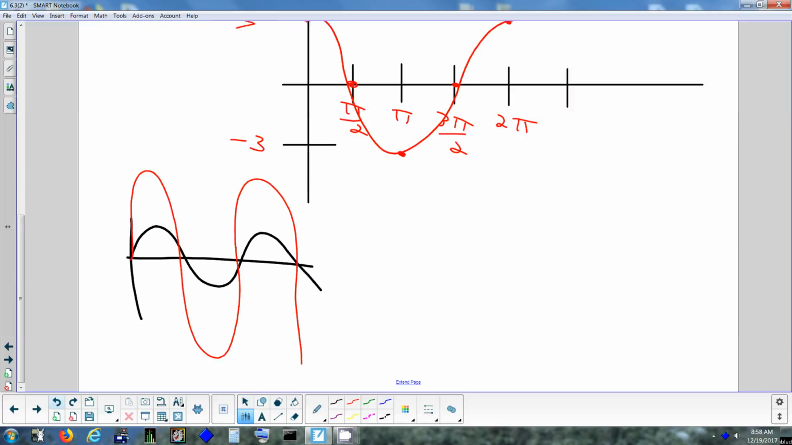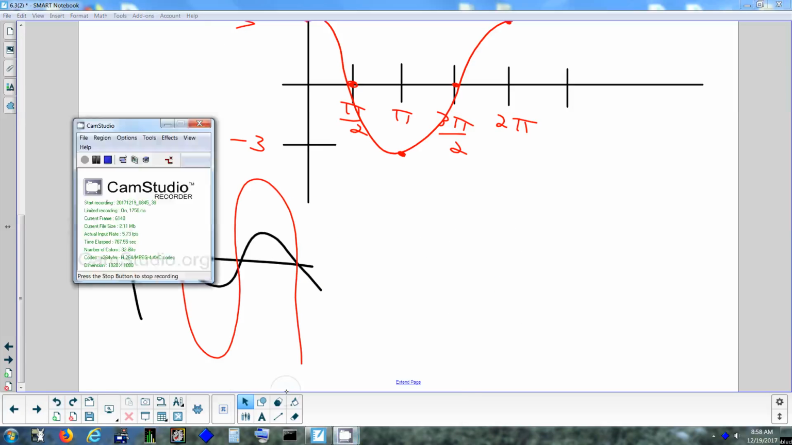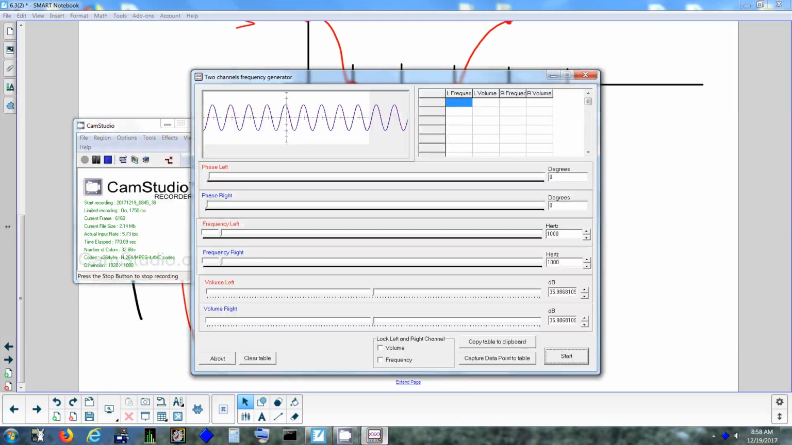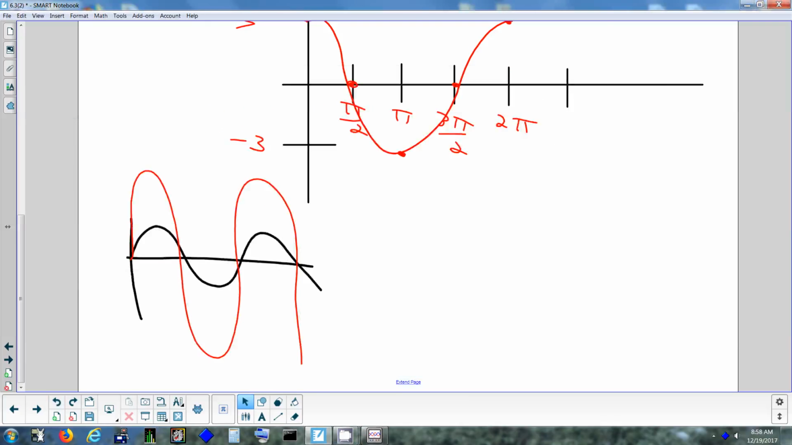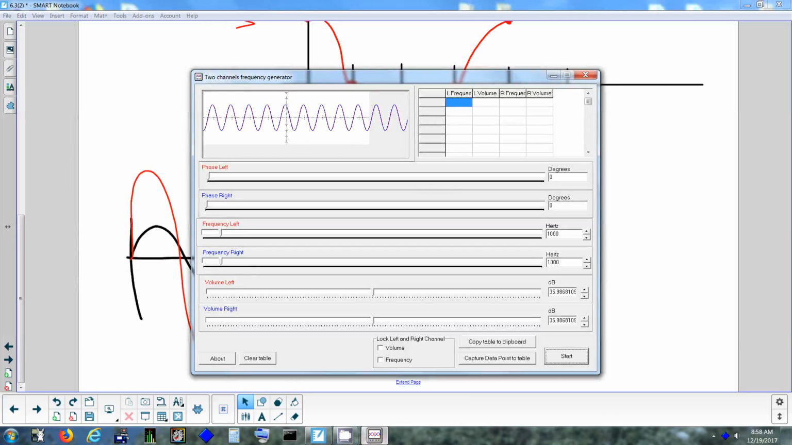This one is actually the volume. So let's take a look. Here we've got our program where I can generate the different tones. Let me make sure it's not super loud. Okay, so that's a 1,000 hertz tone. If I lock the left and right together so they're changing at the same time, because I don't want to have one speaker louder than the other, and I play that sound. Okay, got much softer. And then if I play that, it gets much louder.